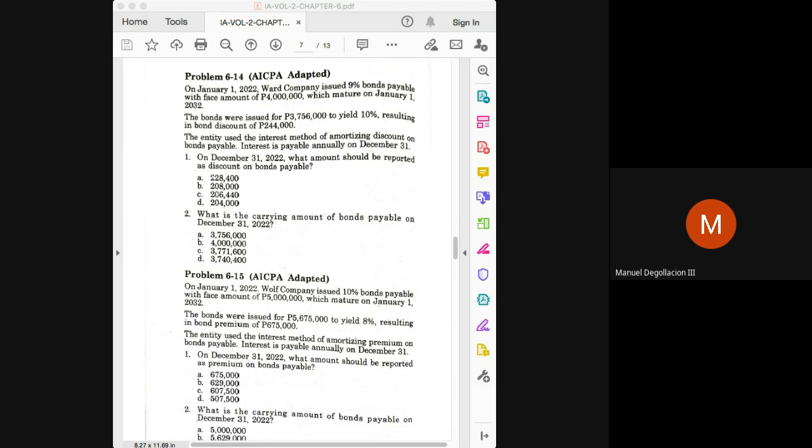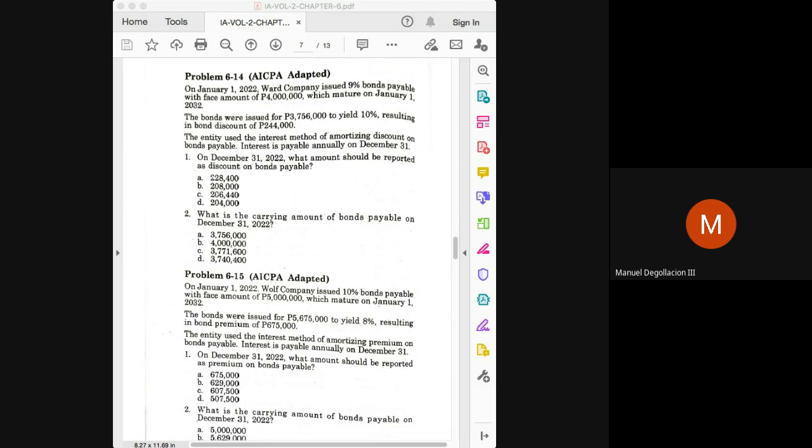Okay, so it is understandable why problems will be asking how much is the balance of the premium, how much is the balance of the discount after year one, after year two, so on and so forth. And if you will be able to compute for the unamortized premium or discount, that could actually help you solve for the carrying amount of the bond, because the carrying amount of the bond would simply be the face value minus the discount or plus the premium. Again, it is simply the face value or the face amount minus the remaining or unamortized discount or plus the remaining or unamortized premium.